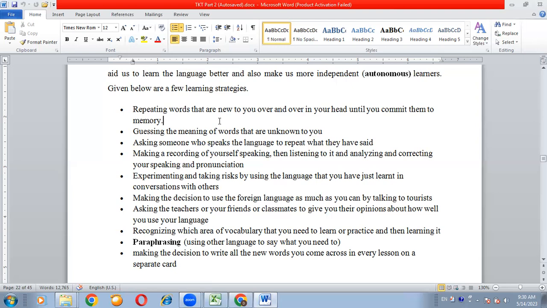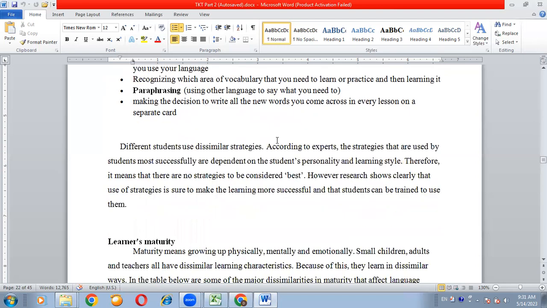Making the decisions to write all the new words you come across in every lesson on a separate card. Difficult lessons, separate cards. meanings හොයනවා. ඊට පස්සේ ඒවත් එක්ක sentence. අන්න ඒ වගේ we have different kind of activities in the classroom. ඒ වගේ activities අපි classroom එකේ කරන්න පාවිච්චි කරනවා.